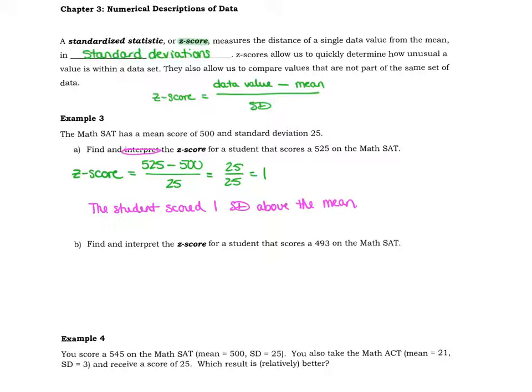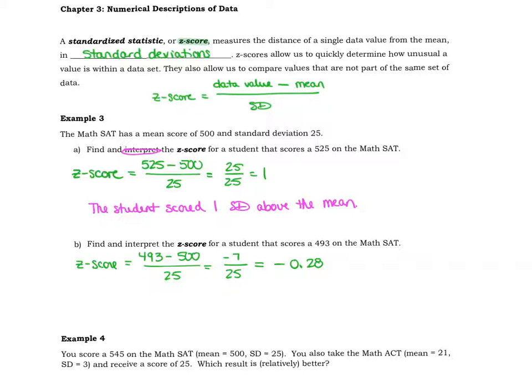Now, let's look at another student who scored a 493 on the math SAT. So we're going to take a look at this person's z-score. I want you to notice that this person scored below the average. Since they're below the average, that's going to change the sign on the z-score. This z-score should be negative because we're below average. So we take the score, 493, subtract the mean of 500, and divide by 25. So we get negative 7 over 25, which is negative 0.28.